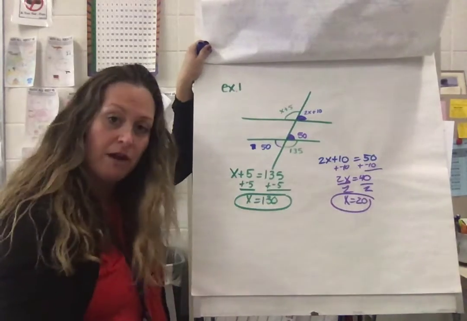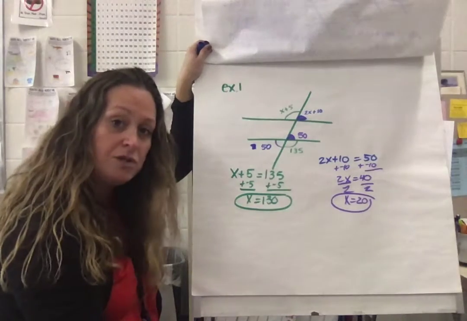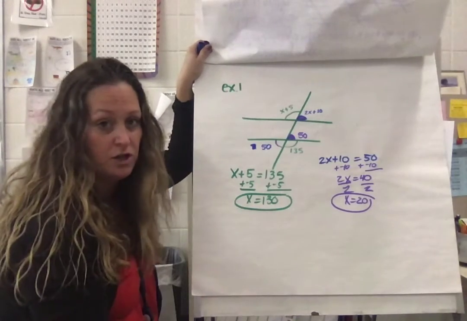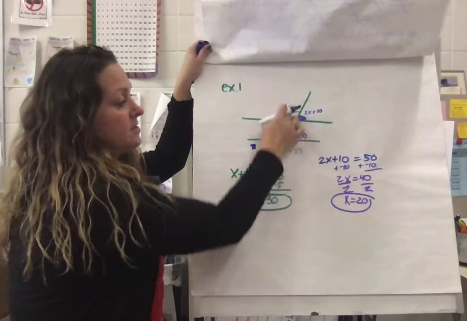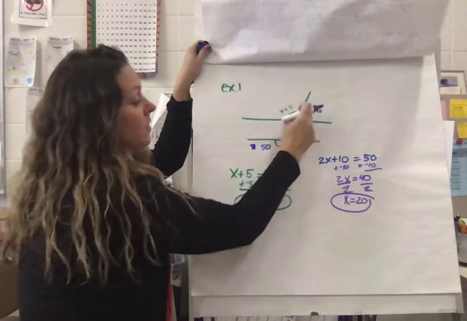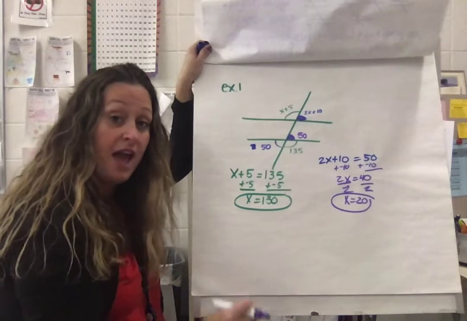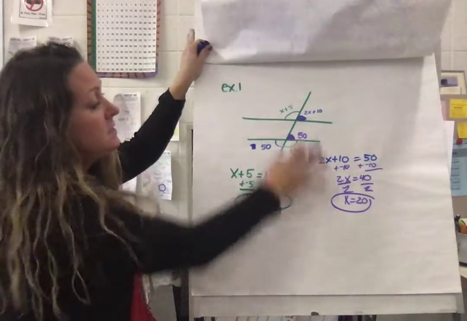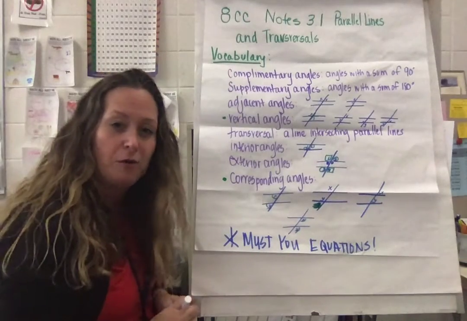Be sure to follow the directions and make sure that if you're finding a missing angle using any variable, you must use an equation, and you must be able to use the vocabulary. Alternating exterior, corresponding, vertical. Those are supplementary because they add up to 180. So please make sure that you know how to use the equations and that you're familiar with the vocabulary.